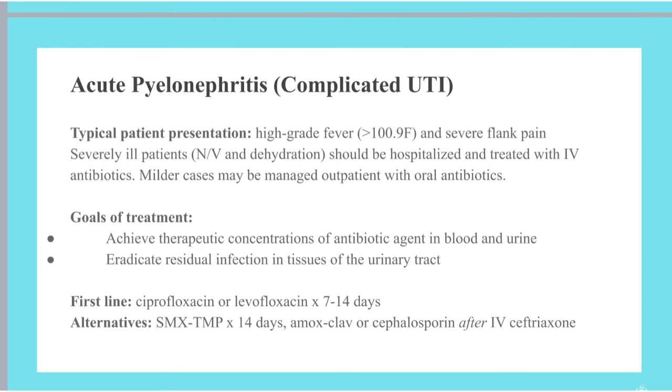The goals of treatment, of course, are the same. Achieve therapeutic concentrations of an antibiotic agent in the blood and the urine and eradicate the infection. Typically, we do see first-line therapy as fluoroquinolones in this case, ciprofloxacin or levofloxacin for 7 to 14 days. That's in the PO realm. If the patient is not acutely ill or severely ill, we can also use Bactrim for a longer period of time, so 14 days. We can also use Augmentin or cephalosporin, and we typically do that after a single dose of ceftriaxone given IV or IM.